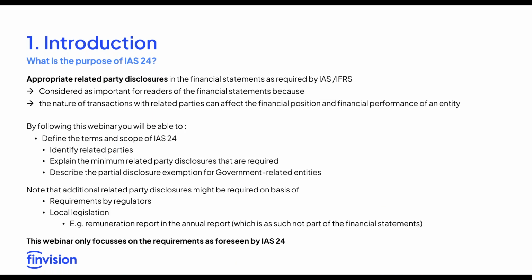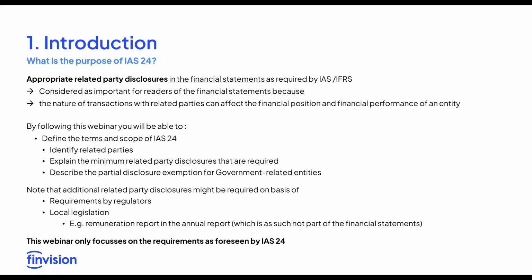So what is now the purpose of the IAS 24 related parties standard? Well, the goal is to have appropriate related party disclosures in your financial statements as foreseen by IAS and IFRS. Why is that important? Because the nature and the impact of those related party transactions can have an impact on the financial position and the financial performance of an entity. So it's considered important for the readers of those financial statements to have an insight into what the related party transactions are.